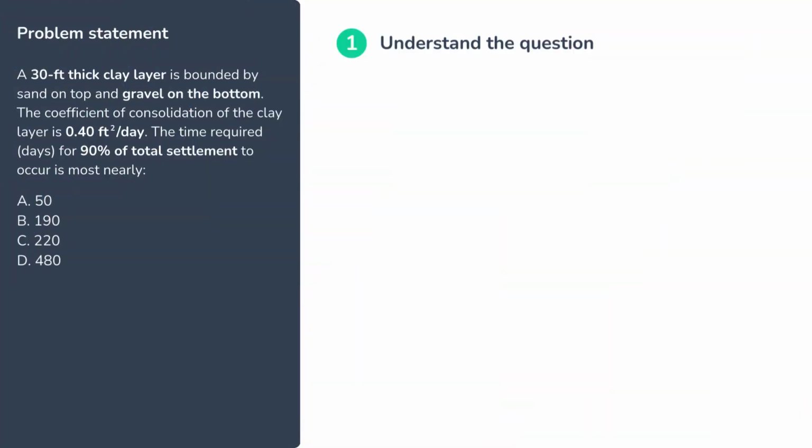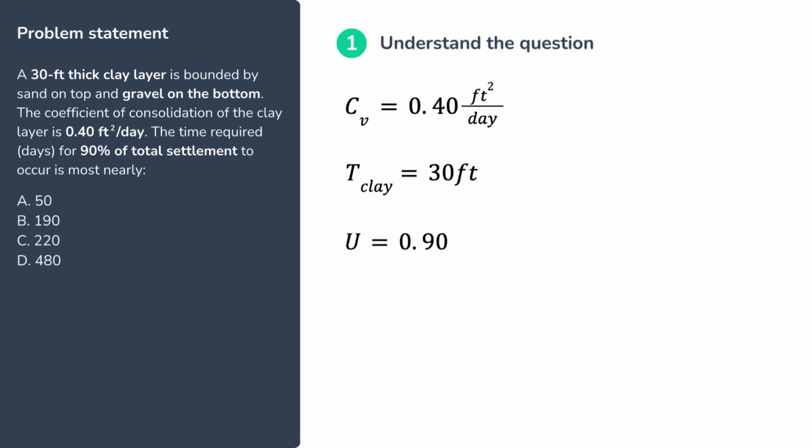Let's start this solution just like we do each time and list all the given information. The coefficient of consolidation is 0.40 square feet per day. The thickness of the clay layer is 30 feet and the degree of consolidation is 90%.